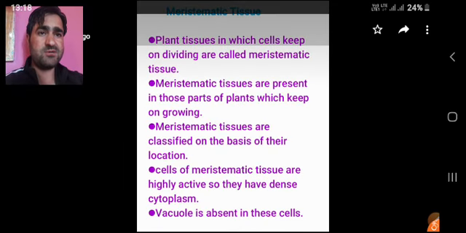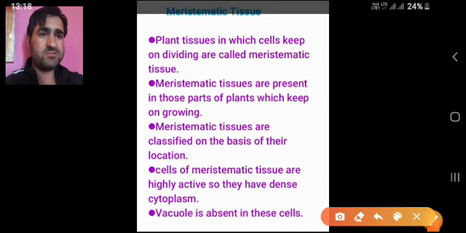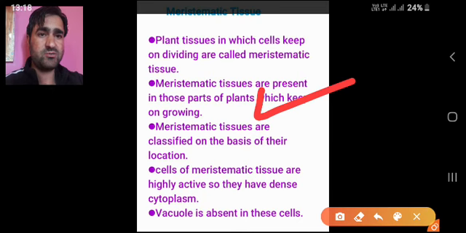So we can sum up like this: meristematic tissue is plant tissue in which cells keep on dividing. Meristematic tissues are present in those parts of the plant which keep on growing, or simply, the growing parts of the plant. Meristematic tissues are classified on the basis of their location: apical, lateral, and intercalary meristem.